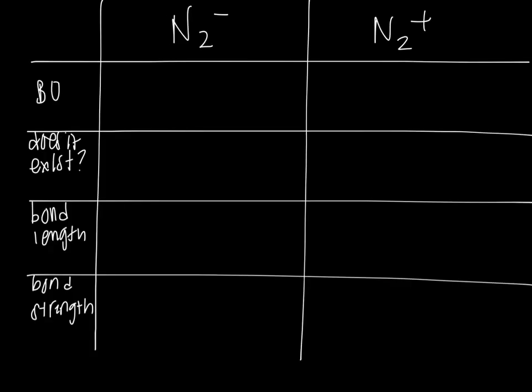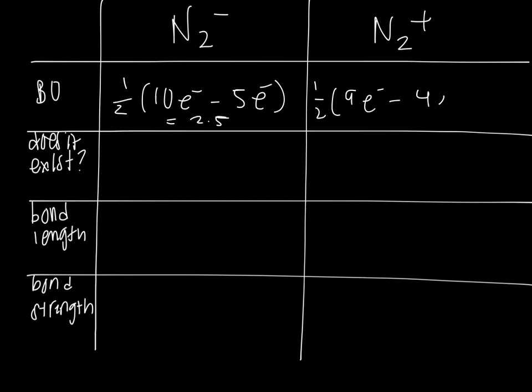Now to calculate the bond order, we have to subtract anti-bonding electrons from bonding electrons and multiply by 1/2. N2- had 10 electrons in the bonding orbitals and 5 electrons in the anti-bonding orbitals, which will give us 2.5, while N2+ had 9 electrons in the bonding orbitals and 4 electrons in the anti-bonding orbitals, which will also give us 2.5.